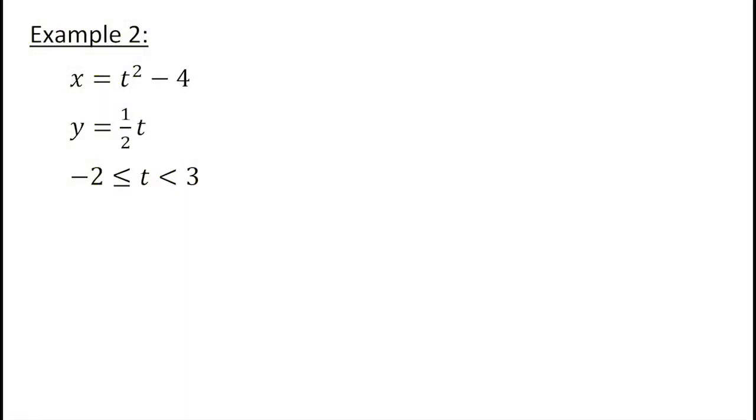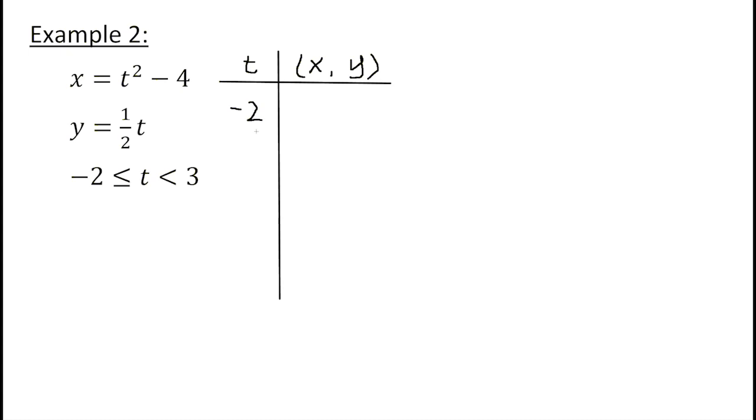Here's another example where we have our x defined as t squared minus 4 and our y defined as 1/2 t. So I'm going to create a little table before I start plotting any points, with my left-hand column being t, the parameter, and then my right-hand column I'm going to define the coordinates that I'm going to plot. And I'm going to use this domain restriction to guide which values of t I'm going to substitute in here to figure out where the points are going to go. So I'll start with -2 and move all the way to 3.